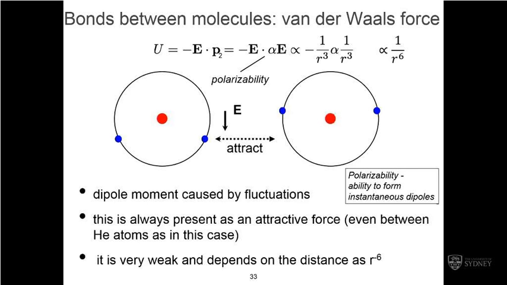So all I'm doing is multiplying 1 on r cubed by 1 on r cubed and showing you that it's proportional to minus, put a minus here, 1 over r to the power 6. And this is your famous van der Waals interaction term. 1 over r to the 6, it's very, very well known. Okay, should make a note of that.